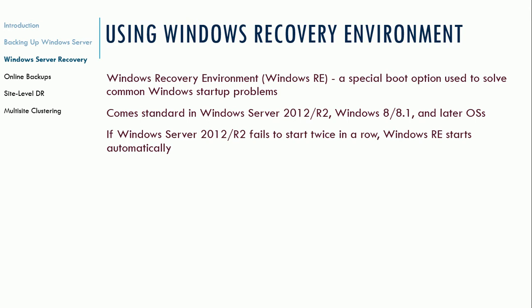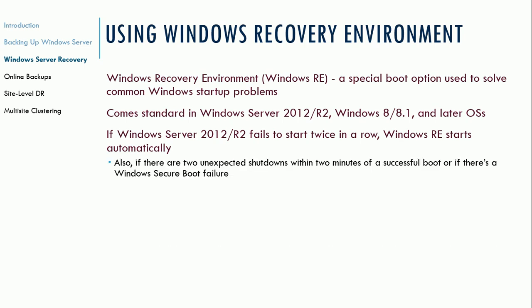So using the Windows recovery environment, this is another option. With Windows recovery environment, you can use a special boot option to solve Windows startup problems rather than having to do a bare metal recovery. It comes standard with Windows Server 2012 R2, Windows 8, 8.1, Windows 10, obviously Windows 2016, and so forth. So if 2012 R2 fails to start twice in a row, then Windows RE is going to start automatically. Also, if you have two unexpected shutdowns within 2 minutes of a successful boot, right?